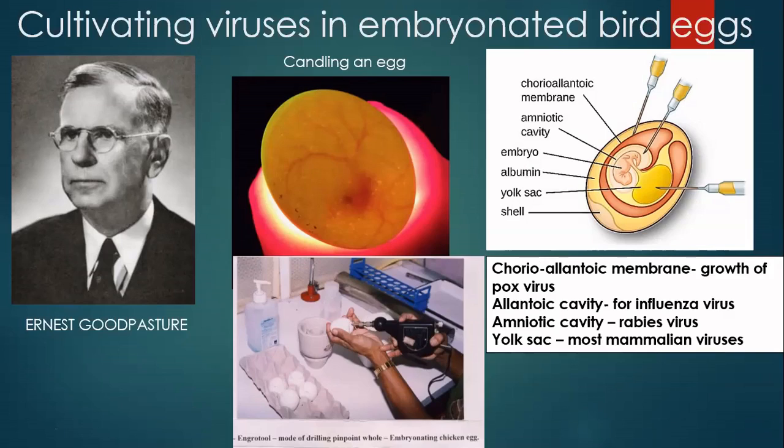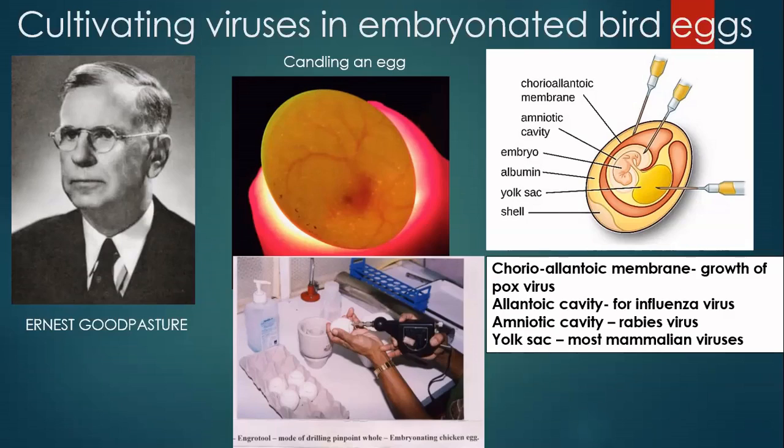So where exactly should the virus be inoculated? That would depend upon which virus we wish to cultivate. For example, if you look here again, you will inoculate the virus into the chorioallantoic membrane when what you want to grow is the pox virus.